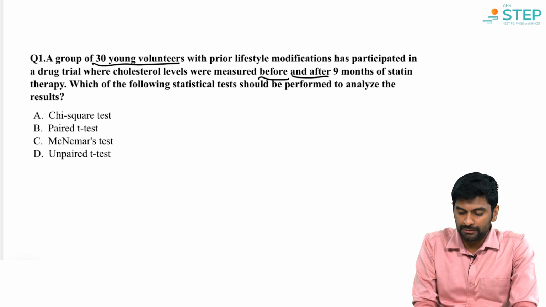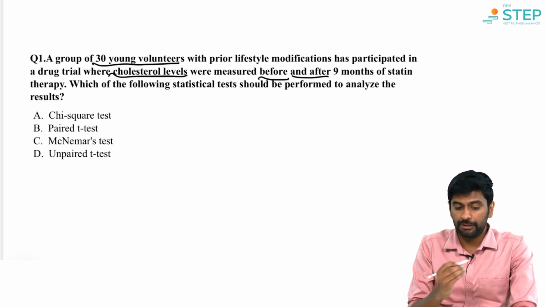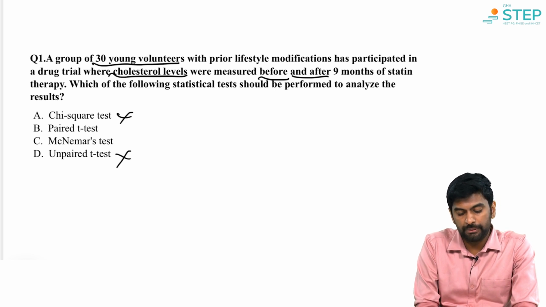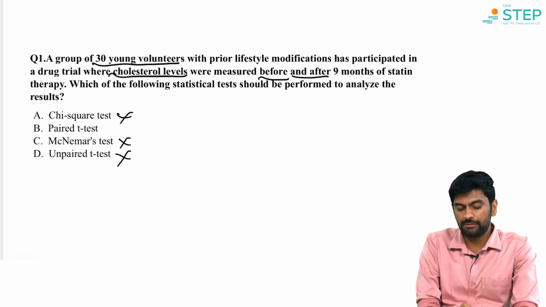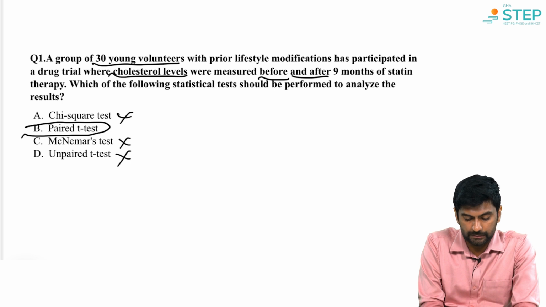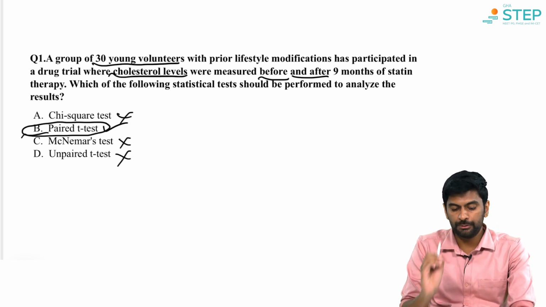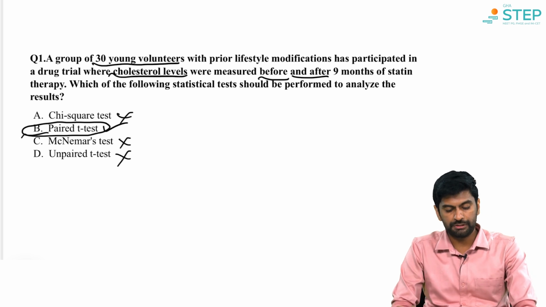Now since they are levels of cholesterol, they're going to be numerical data, which is going to be continuous. So we can't use the chi-square test and we can't use the unpaired test, neither the McNemar test. We're going to be using the paired t-test in this case because it's going to be before and after measurement of continuous data. So this is about question 1.